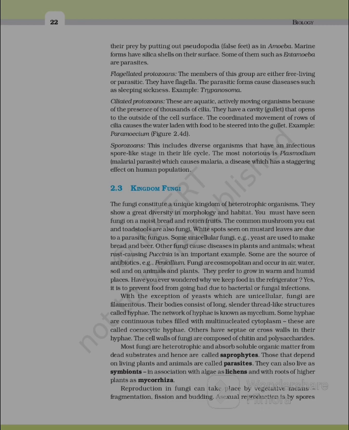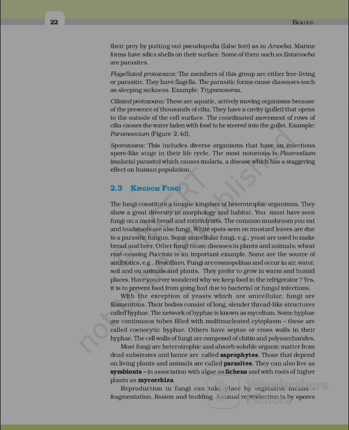Topic 2.3, Kingdom Fungi. The fungi constitute a unique kingdom of heterotrophic organisms. They show a great diversity in morphology and habitat. You must have seen fungi on a moist bread and rotten fruits. The common mushroom you eat and toadstools are also fungi. White spots seen on mustard leaves are due to a parasitic fungus. Some unicellular fungi, example yeast, are used to make bread and beer. Other fungi cause diseases in plants and animals.